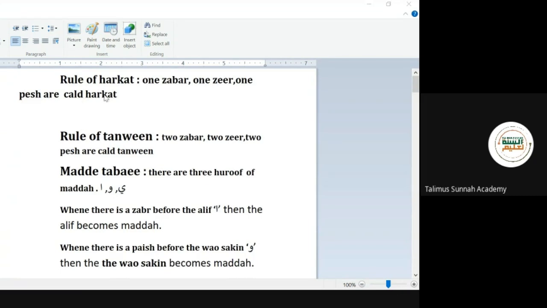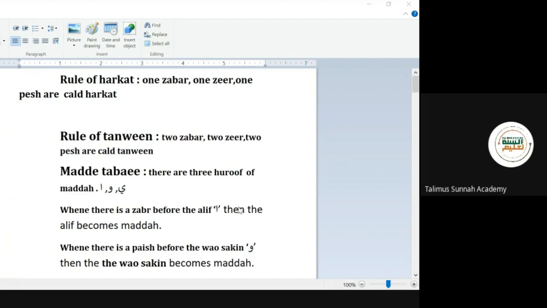Rules of harkat. Rule one: one zabur, one zer, one pesh are called harkat. Read with me. Rules of harkat: one zabur, one zer, one pesh are called harkat.